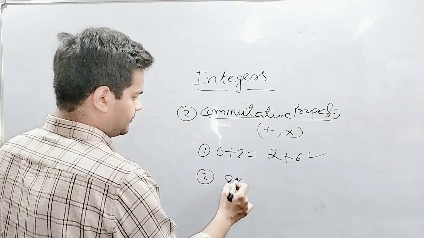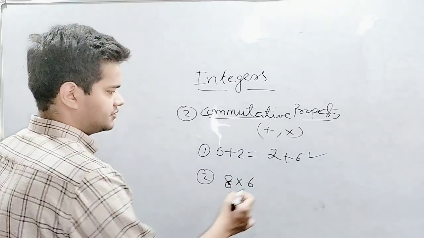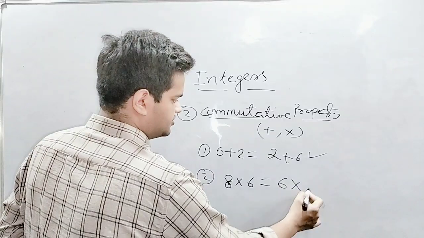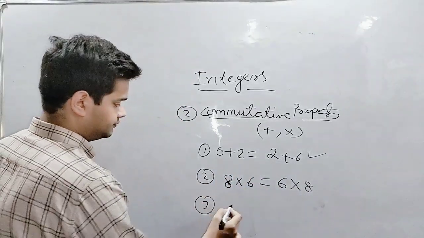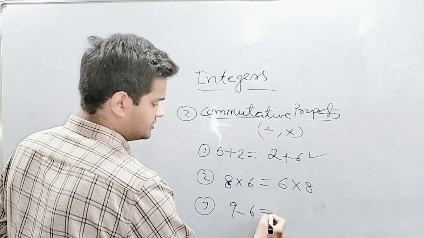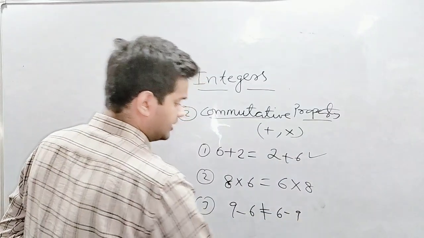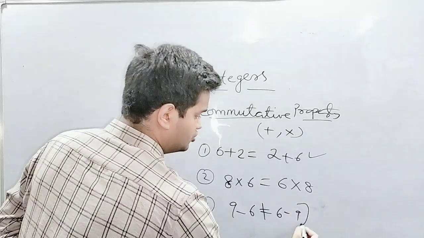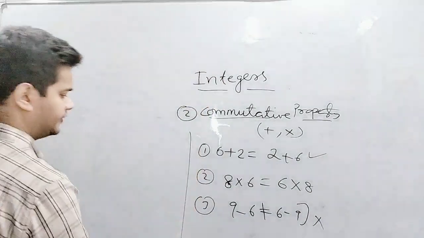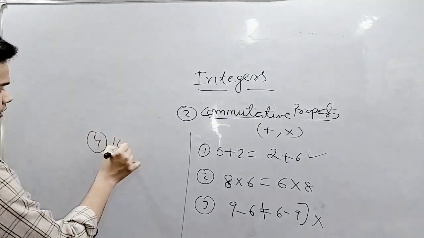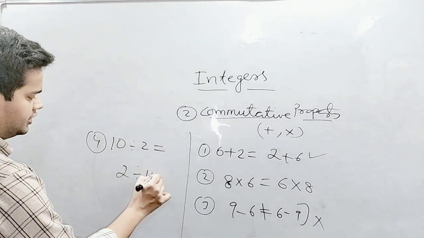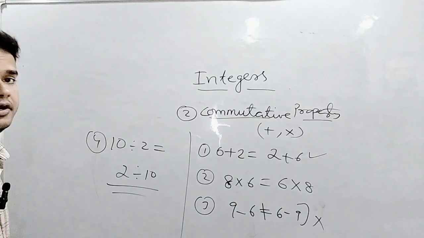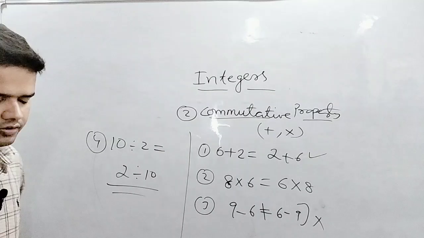Okay, 8 into 6 is equal to 6 into 8, so this is also commutative in nature. But 9 minus 6 is not equal to 6 minus 9, so this is not commutative in nature. And 10 divided by 2 is not equal to 2 divided by 10, so this is also not commutative in nature. Alright, please note it down.